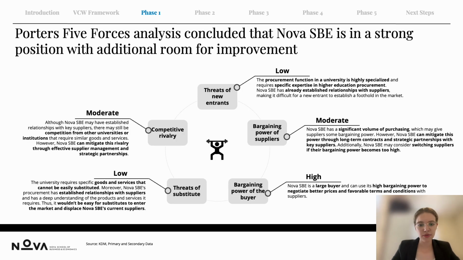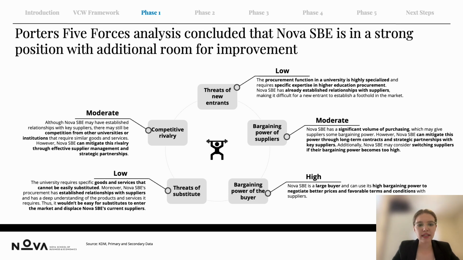Additionally to the PESTEL, we also conducted a Porter's 5 forces analysis, and we found out that Nova SBE is in a quite strong position. However, there's additional room for improvement. Taking a look at the different forces, we can see that the bargaining power of the buyer is relatively high. Nova SBE is a relatively large buyer, so they usually buy high volumes, which means that they have the power to negotiate better prices and better terms and conditions.